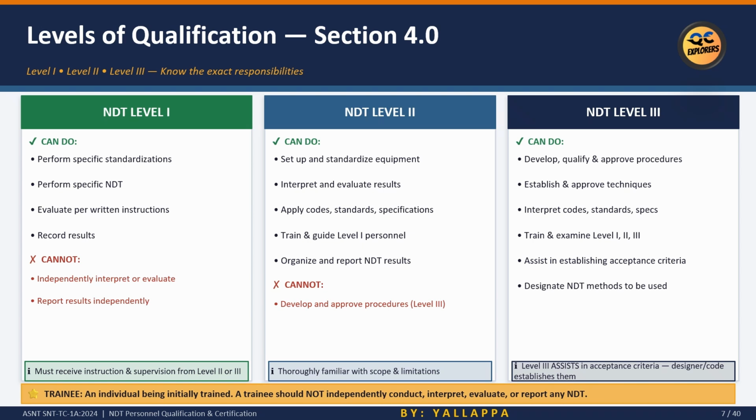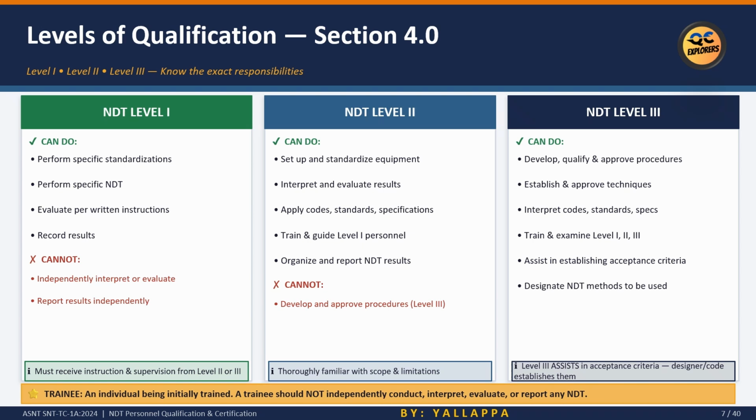This section is extremely important for interviews and practical site work. Level 1 personnel can perform testing, carry out standardization, record results, and evaluate results according to written instructions. But Level 1 cannot independently interpret or report results. This is a major field mistake.